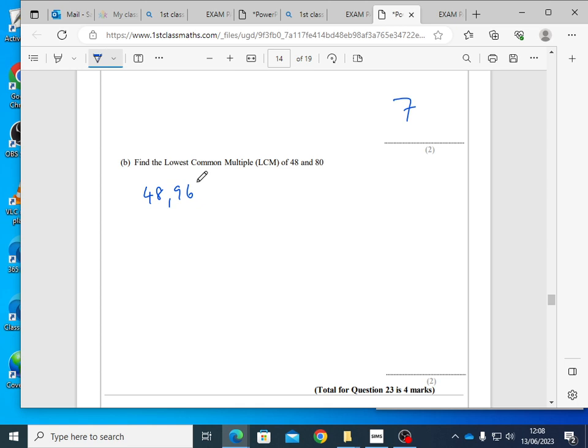48 equals 48. No, answer, add. Should have done answer add 48. Get 96. Next one will give me 144. That does not go into it. Next one is 192. Does 80 go into it? No, it doesn't. Next one is 240. Bingo. That's the lowest common multiple, 240. Okay, that's what they both will go into.